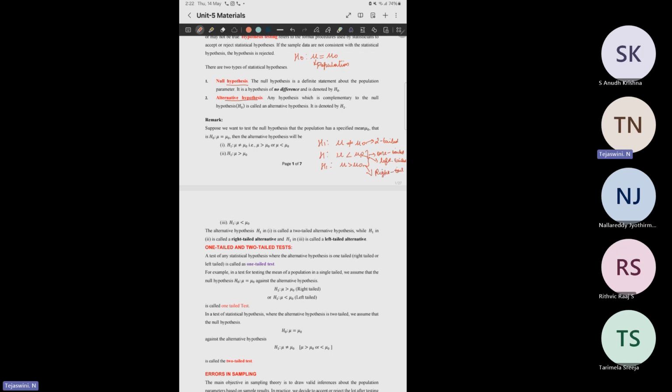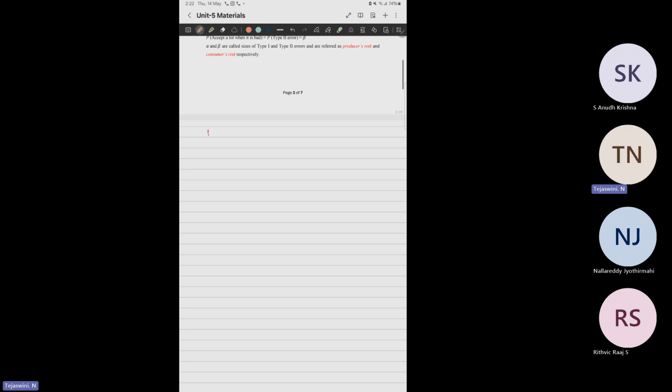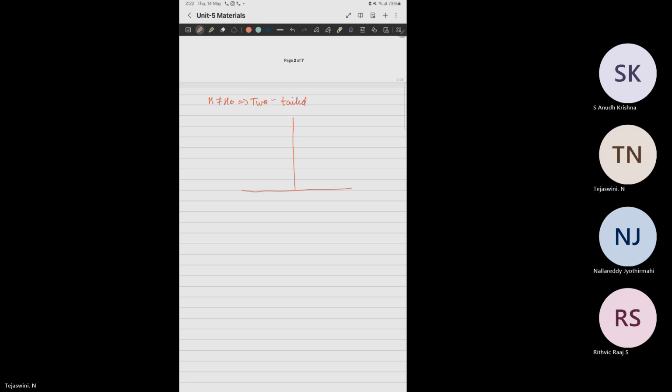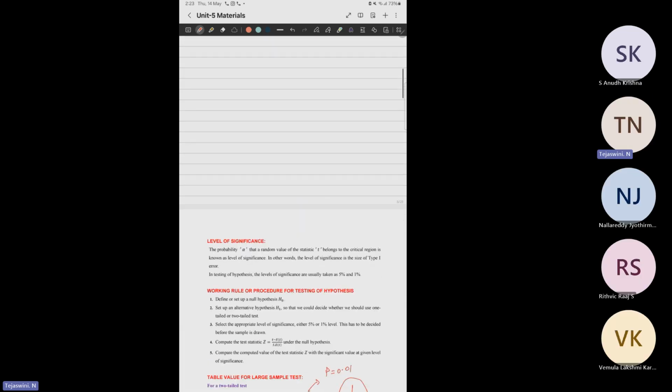How does it basically work? For example, if we take h is not equal to h naught, it will be two-tailed. So we draw a normal distribution curve, the bell curve, and then there will be a z value for each level of significance. I'll say what level of significance is now. For example, let's assume it is 0.05. So there will be a value of z here, which is 1.96.